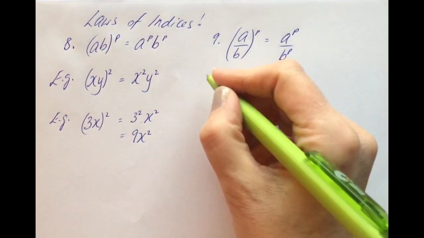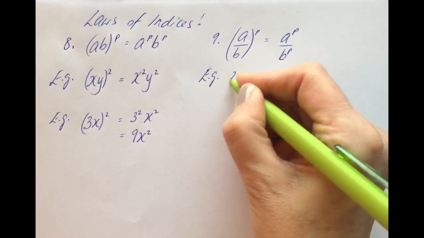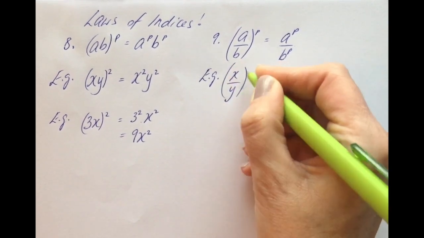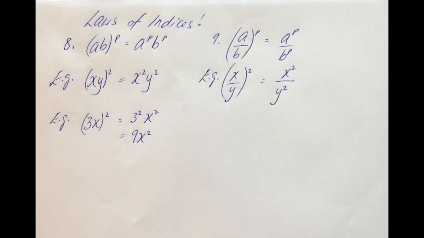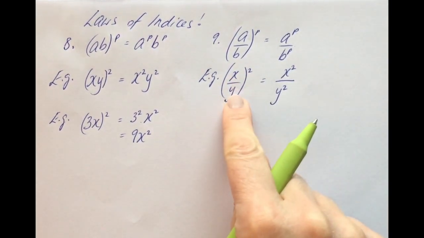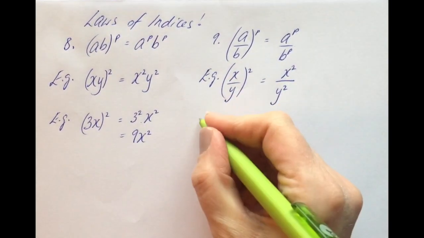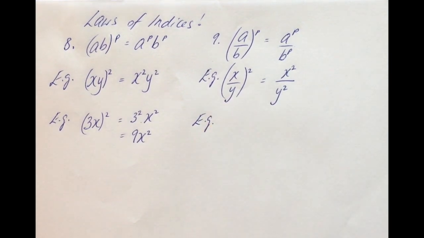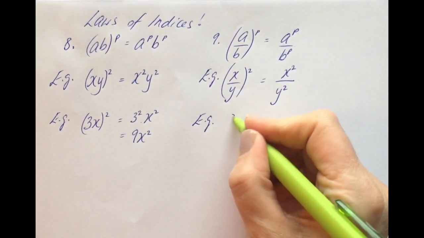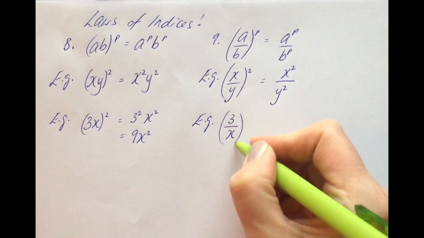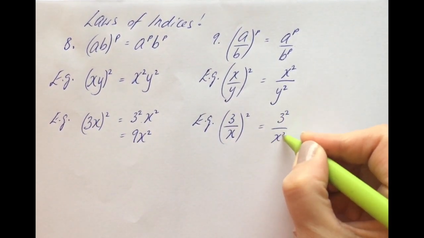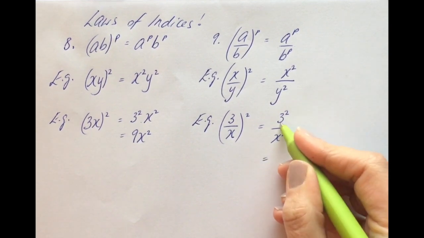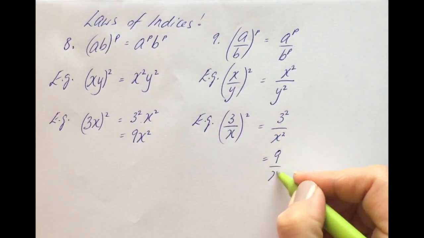And in this one, it's saying that if you have x divided by y all to the power of 2, then it's the same as x squared divided by y squared. It's the same as each of them to the power of 2 and then divided. And again, numerically, if we had 3 divided by x all to the power of 2, it's the same as 3 squared divided by x squared, which of course is 9 over x squared.